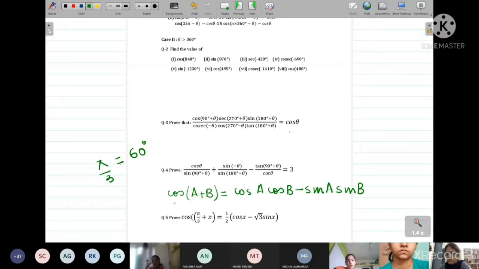So that is the first question. Check whether you're getting it or not. Cos A, cos B minus sin A, sin B. Cos 60 into cos X. This side we are substituting, okay? Anybody having any problem? Done? Or should I do it? Yes, ma'am. So we move on to the next set now. Next page.